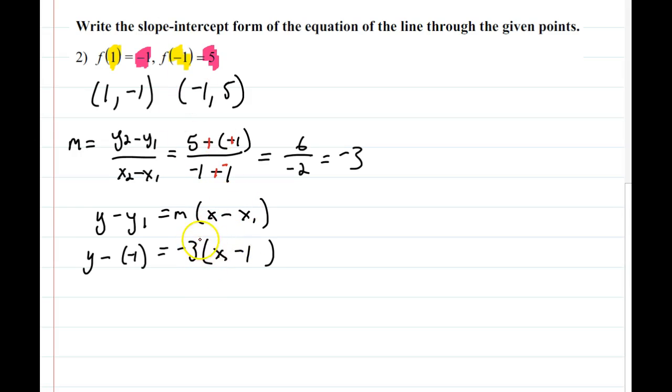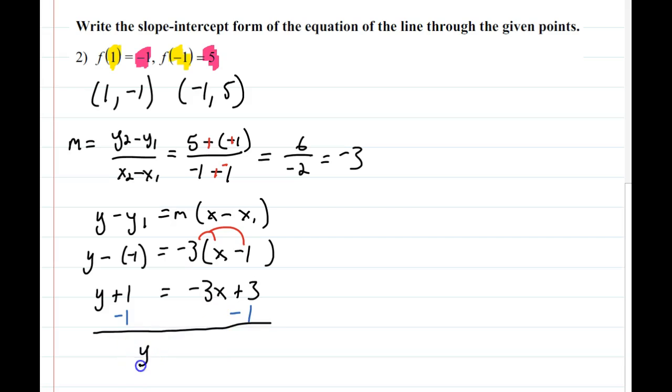So now we distribute. And so on the right hand side I get negative 3x plus 3. Here when we minus a negative turns into a positive, so y plus 1. Now finish it off by minusing 1 to both sides. And we get y equals negative 3x plus 2.